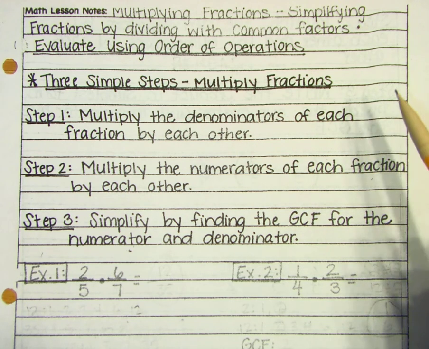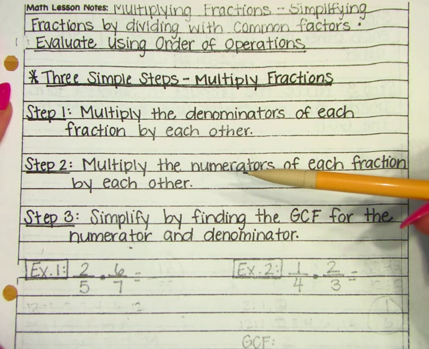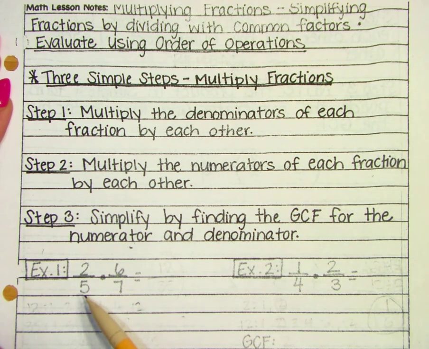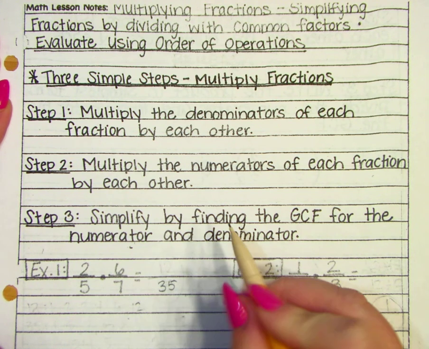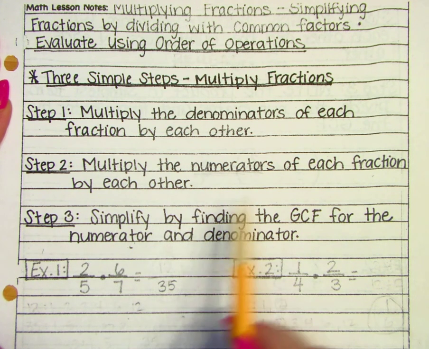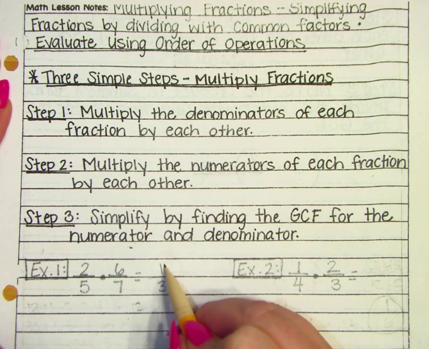So when we multiply fractions, we've got three simple steps. First step, you multiply the denominators of each fraction by each other. So look at this first example right down here. Denominators are bottom numbers, so 5 times 7 gives you 35. Then your second step is to multiply the numerators, that's your top number, of each fraction by each other. So 2 times 6 gives you 12.